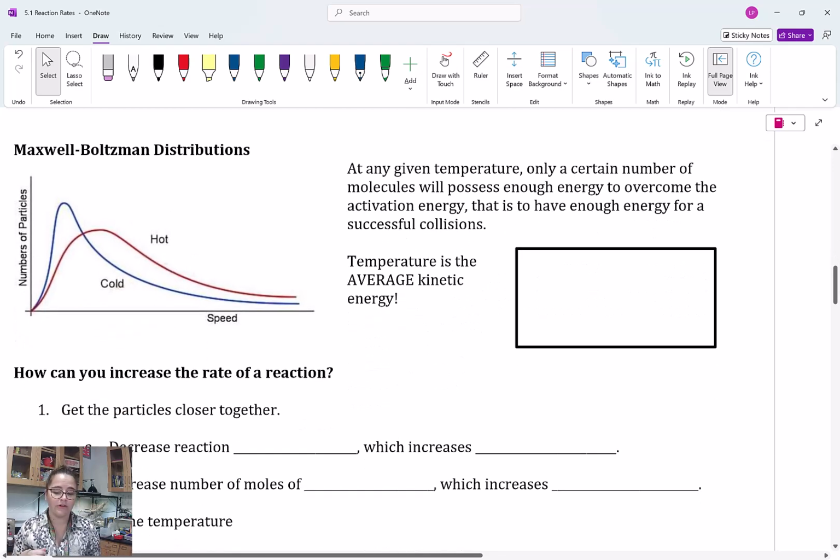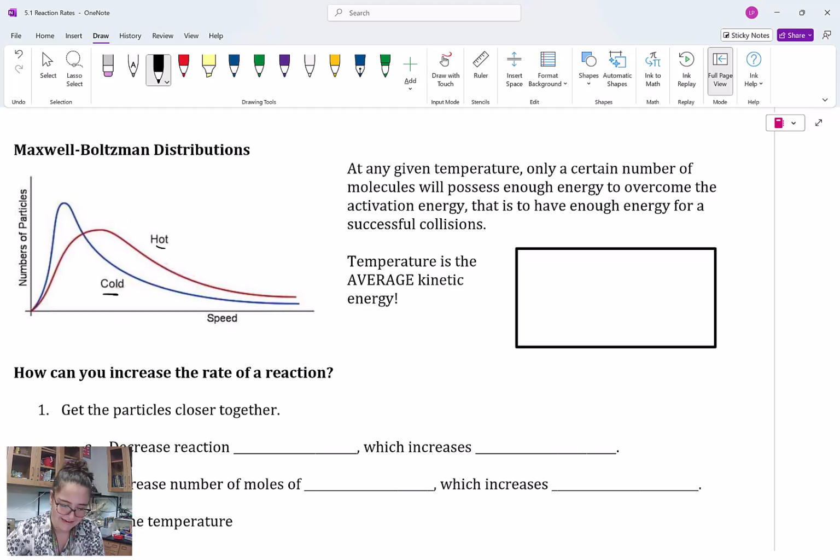Now, often when we're looking at this reaction energy, only some molecules are going to have that much energy. If your shower isn't boiling, you still have a lot of liquid water turning into gas. You can see that evidence in the condensation on your mirror. That's because at any given temperature, say cold versus hot in this one, temperature is the average kinetic energy.